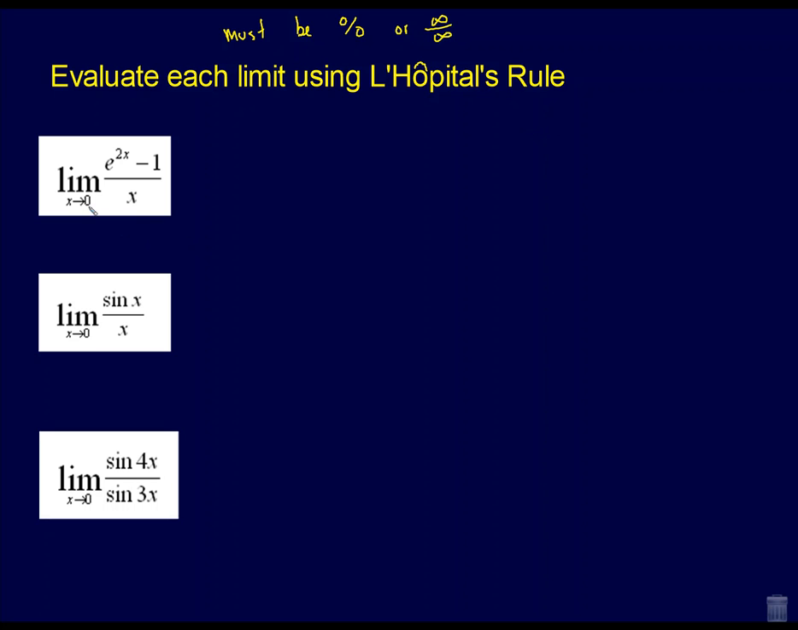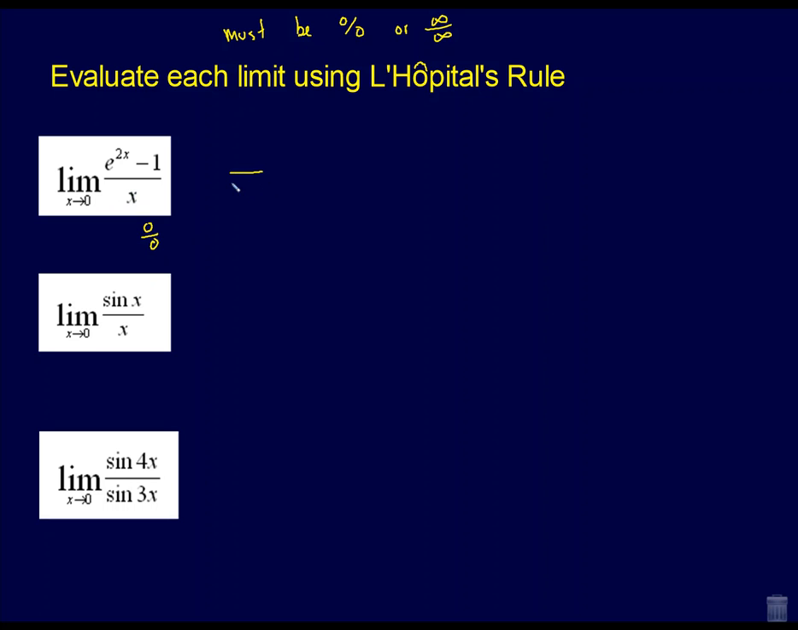Okay, so in the first one, x is approaching 0. So if I try that in here, 2 times 0 is 0. E to the 0 is 1, and 1 minus 1 is 0. And of course, on the bottom, x is approaching 0. So we have the correct form.